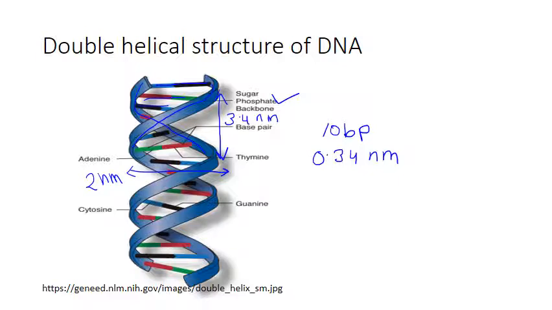In this helix, two grooves are formed. This small groove is known as minor groove and this big groove is known as major groove.